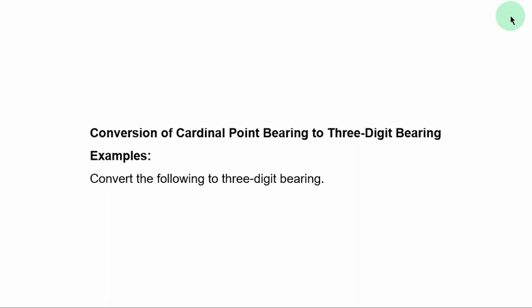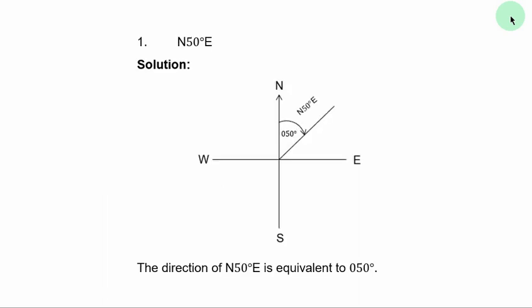In the first lesson, I told us that when solving practical bearing problems, we always make use of 3-digit bearing. So when you are given a cardinal point bearing, there is every need for you to convert it to 3-digit bearing. Hence this lesson. We have example 1: convert north 50 degrees east to 3-digit.